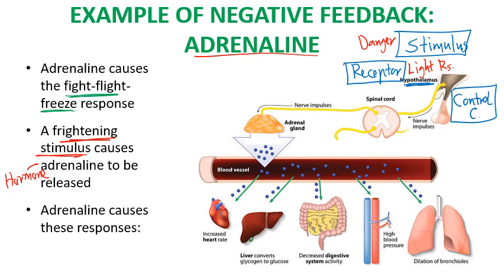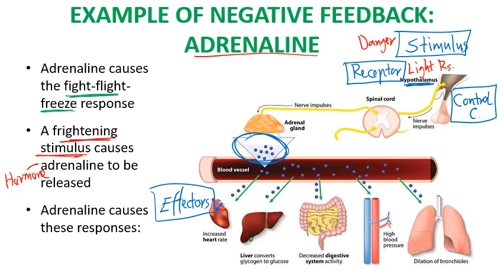And then it releases our hormone into the bloodstream. So here's adrenaline going into the bloodstream. And then the hormone travels to the effectors, which are all the organs that cause the response. For adrenaline, there's a whole lot of different effectors, because the point of adrenaline is to get your body ready to fight, ready to run away, or to freeze if that's the last option.